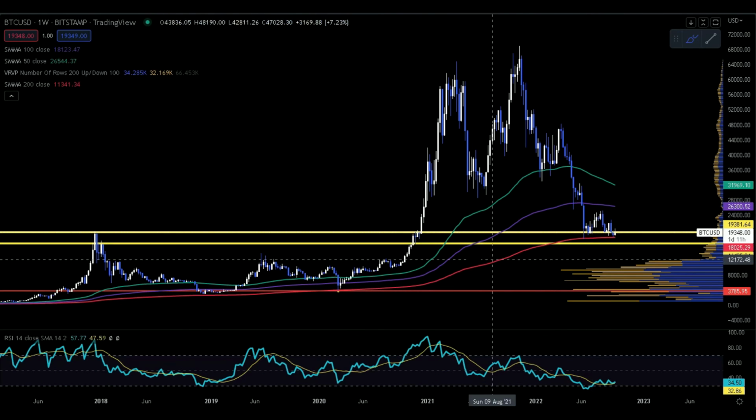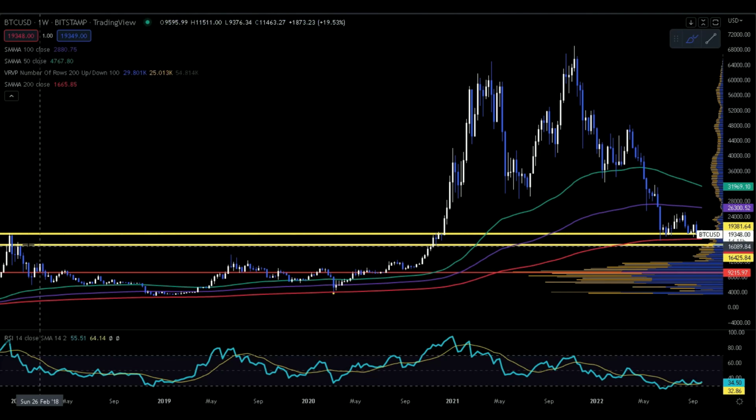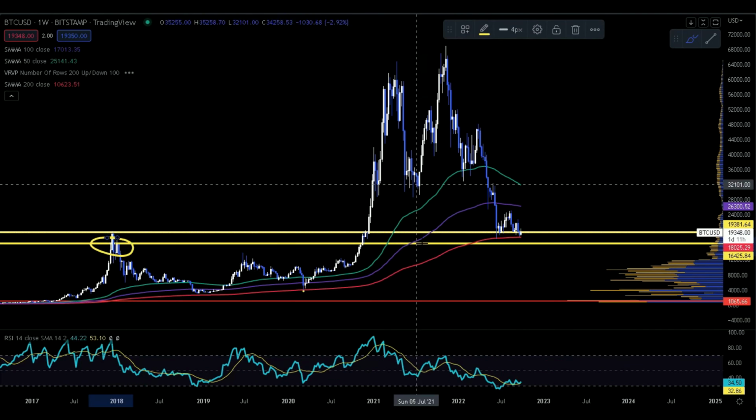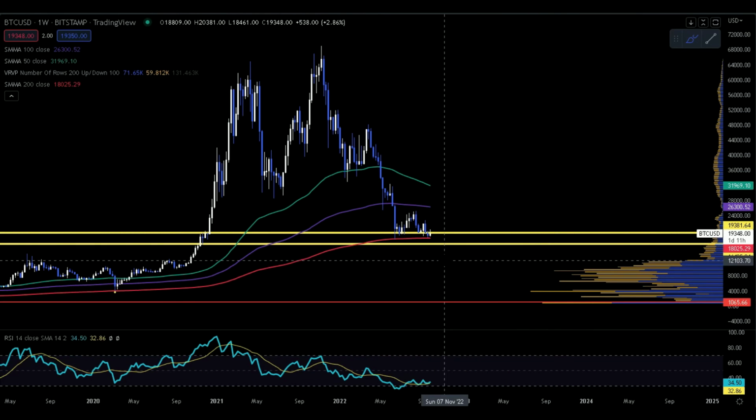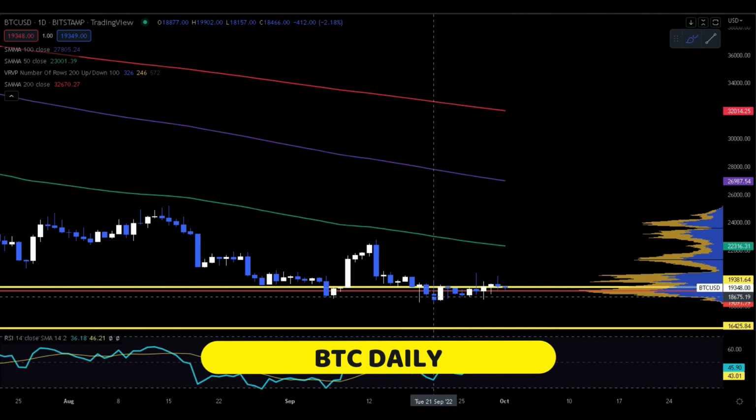So if I put a line once again and zoom in at this part, you can see some action around this level, and then even in the past we can see some actions around the 16.5 mark. So that is a possibility we cannot ignore. Let's dive into the daily chart also. Not much happening for the past few days.